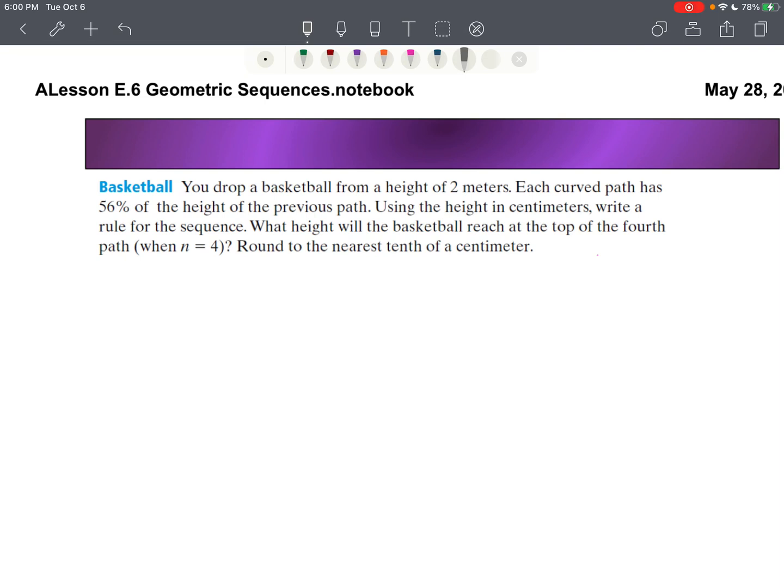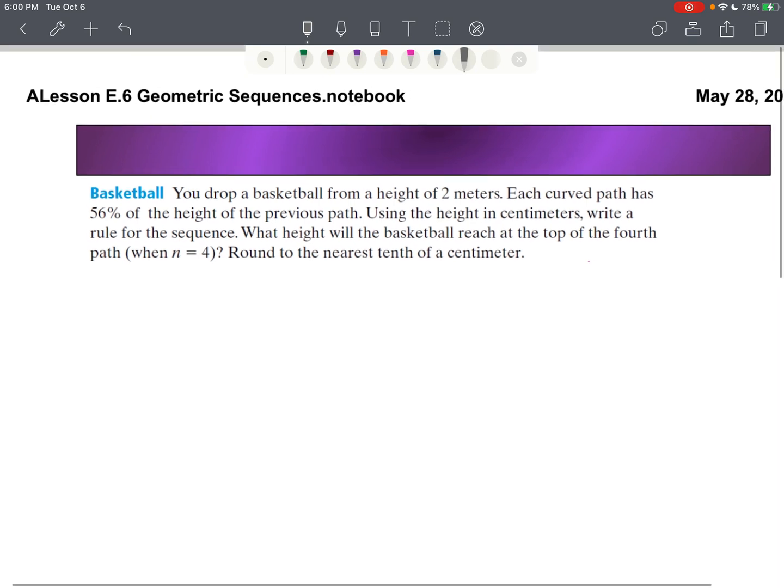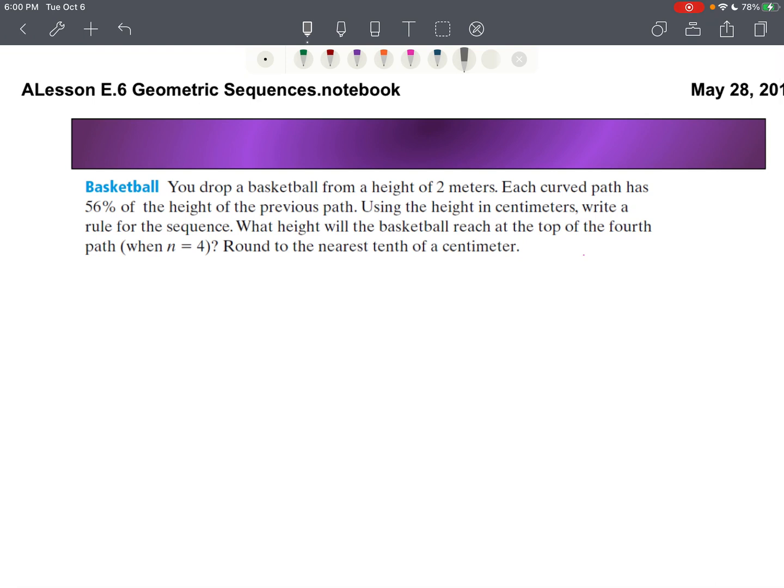Each curved path doesn't have 80% of the height of the previous. This time it's 56%. So this ball is pretty flat, right? Basketballs have a better bounce than that, but this one, pretty flat. Using the height in centimeters, write a rule for the sequence. So we go from meters to centimeters. Interesting.